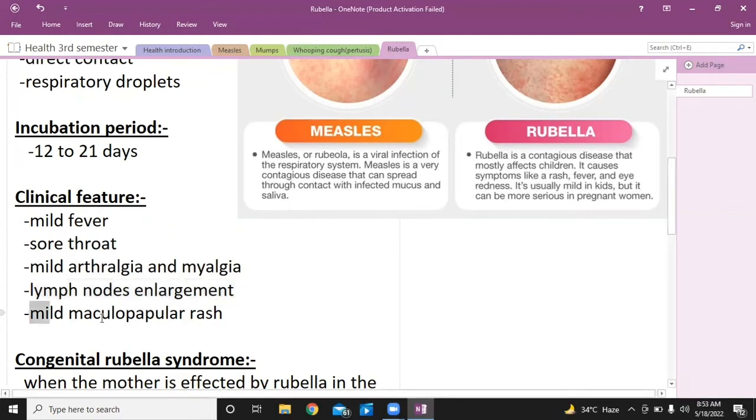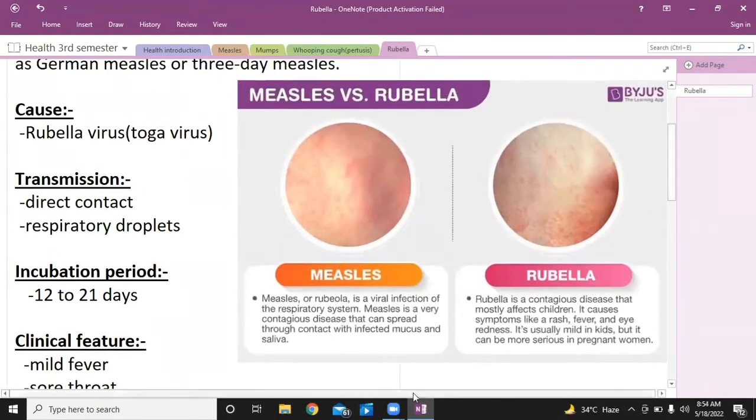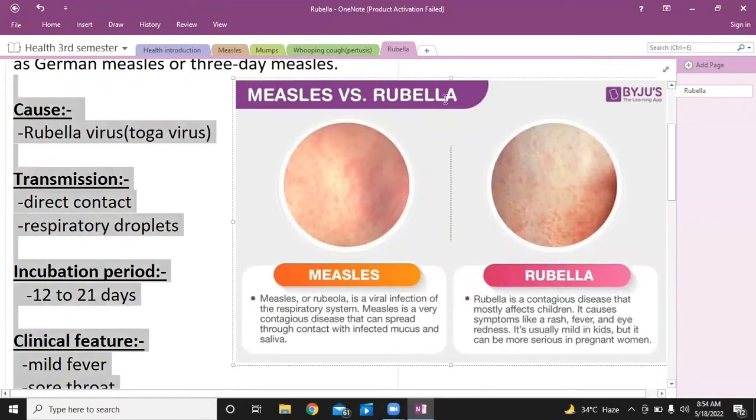The last thing is mild maculopapular rash. We have studied this before in measles. There the maculopapular rash was very severe, but here the maculopapular rash is mild. It is very acute. This picture is very good, as it shows the comparison of the two diseases, measles and rubella.